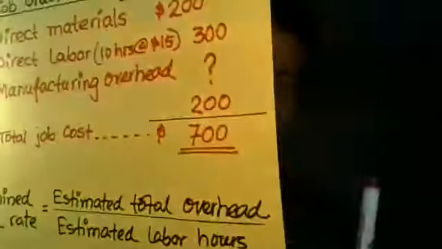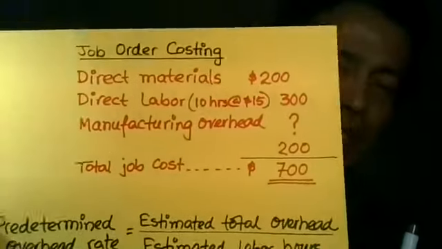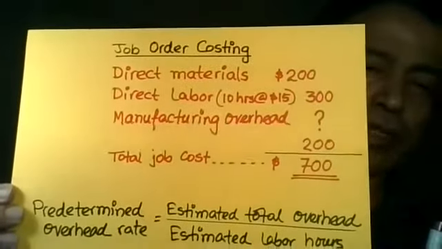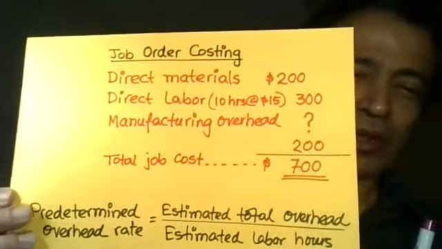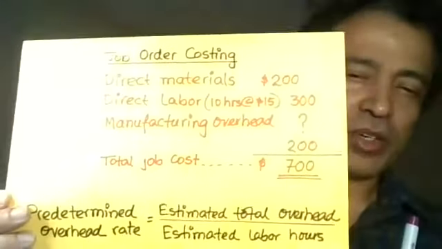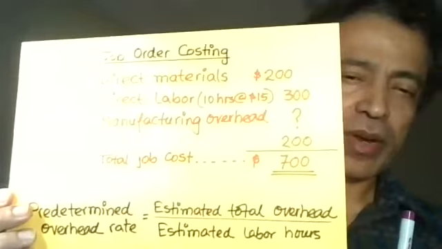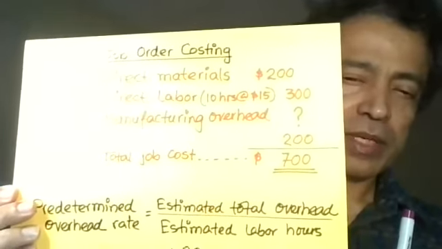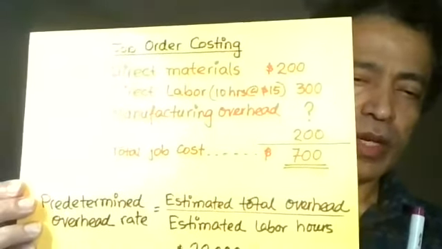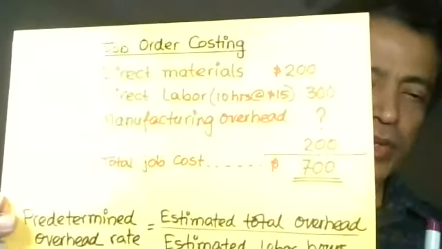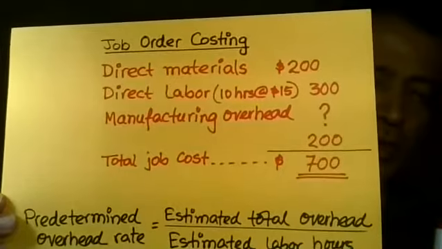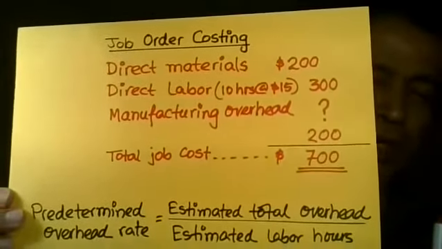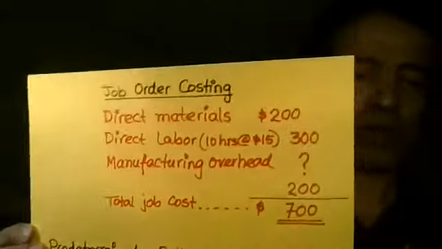So that makes it a total of $700 of job cost. Can you see? Direct materials of $200, labor $300, although there's some mistake here. It should be 10 hours at $30 an hour. Plus overhead is $200. So 2 plus 3 plus 2 makes it $700 of total job cost.